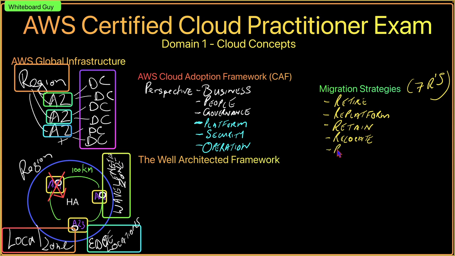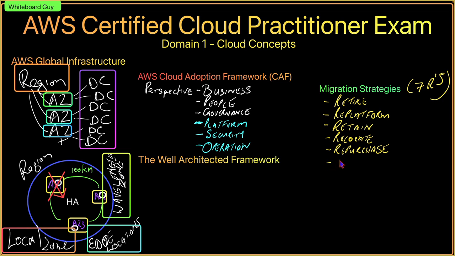Then there are things like repurchase. Repurchase is typically when you are running an application and a version of that exists on AWS's platform. So instead of migrating that application from your on-premises to the cloud, how about just purchasing it off the marketplace as an example? So you are repurchasing. It's also called a drop and shop. These are AWS terms, right?